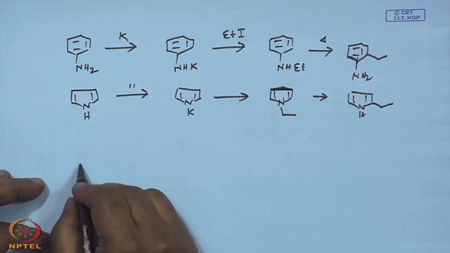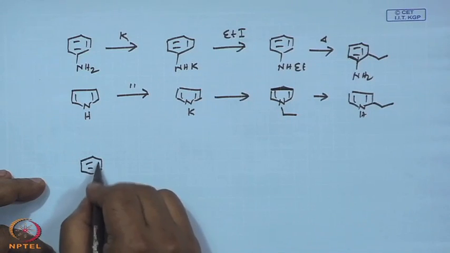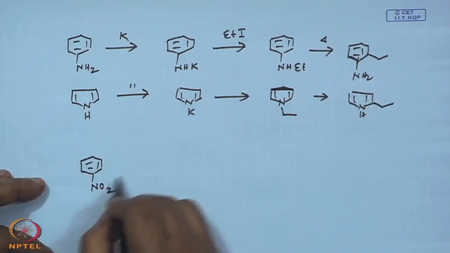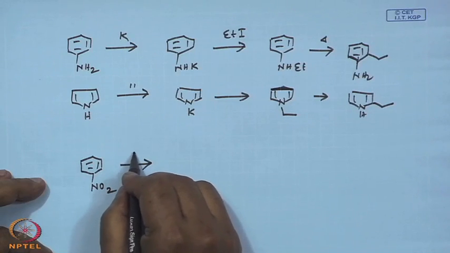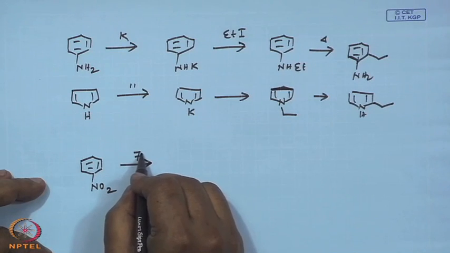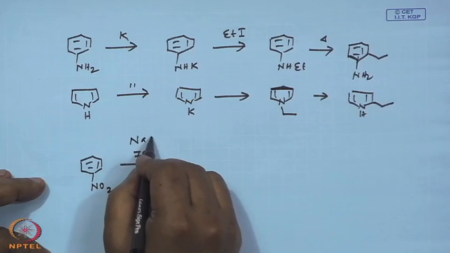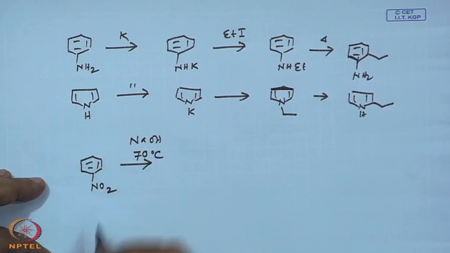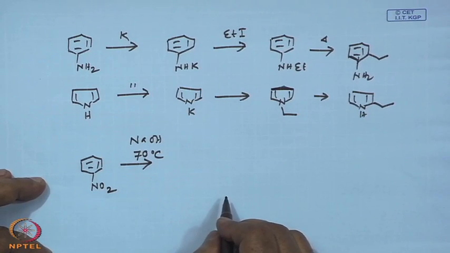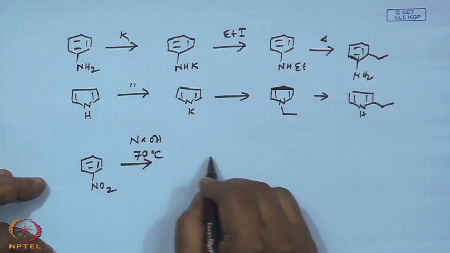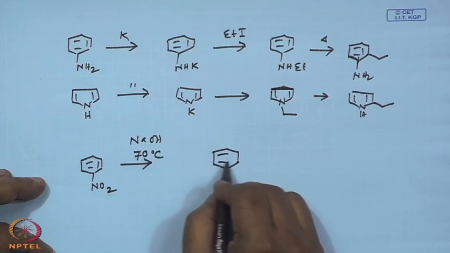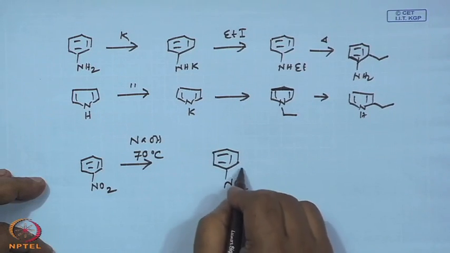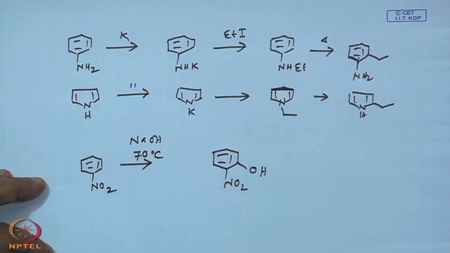Likewise, many of you know that if you begin with nitrobenzene and boil with, let us say, sodium hydroxide at 70 degree centigrade, any idea what could be the products or a product? One of the products is this 2-hydroxy nitrobenzene. That means basically hydrogen is displaced.